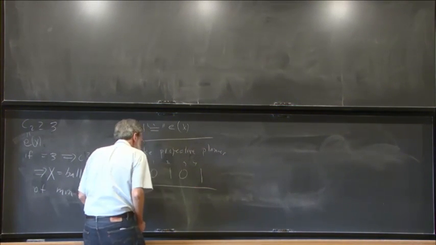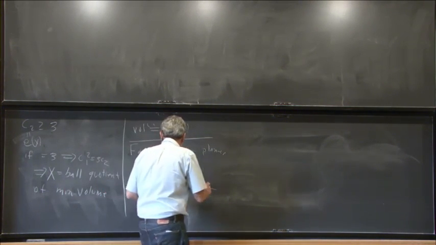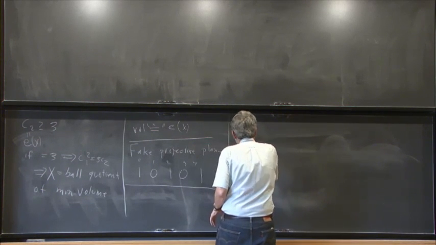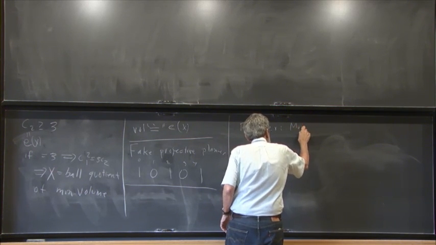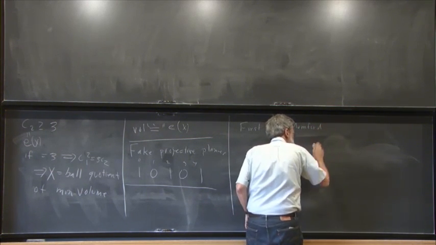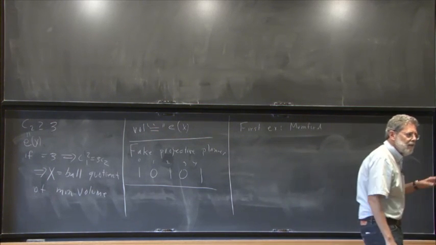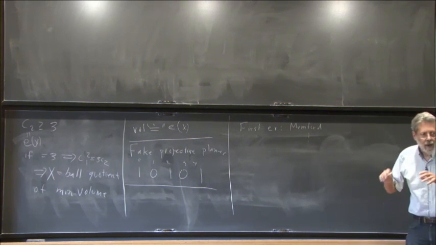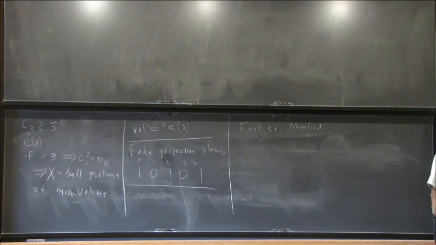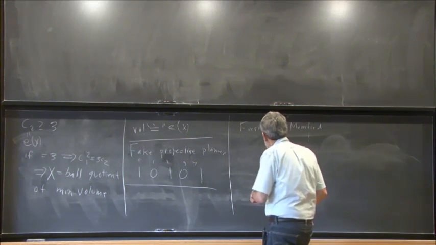The first example was by Mumford in the late 70s. I don't recall exactly when. He found one example. Then later, people found some others. There was Mumford's example, and there were a few more examples. It's clear from the beginning there's only a finite number, but what is that number? Then there was progress.